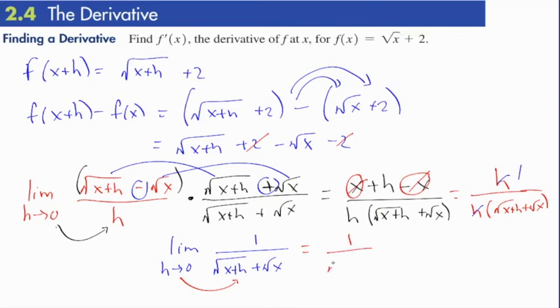We get 1 over the square root of x plus the square root of x, which is 1 over 2 times the square root of x. So our derivative, f prime of x, is equal to 1 over 2 times the square root of x.